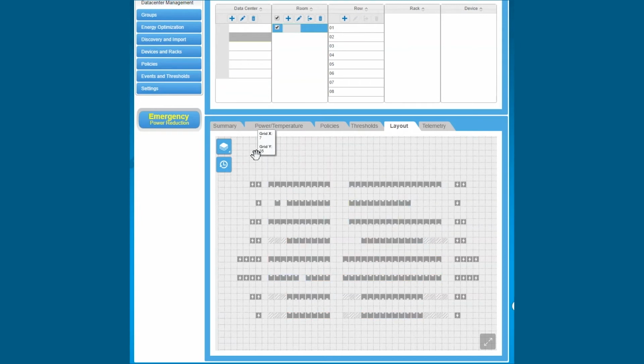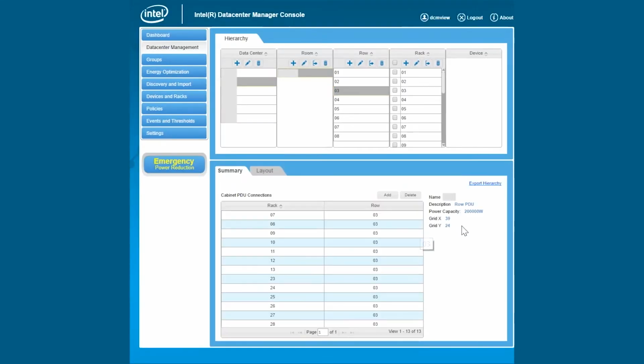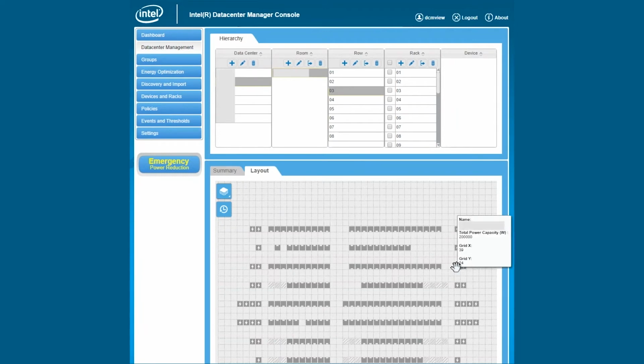If I go back to the layout, here at the side you can see the electrical panels or the electrical boards that are supporting every row. And these are modeled in Intel DCM. So if I click this and go to the cabinet PDU, immediately you can see the list of racks that are fed from this row PDU.